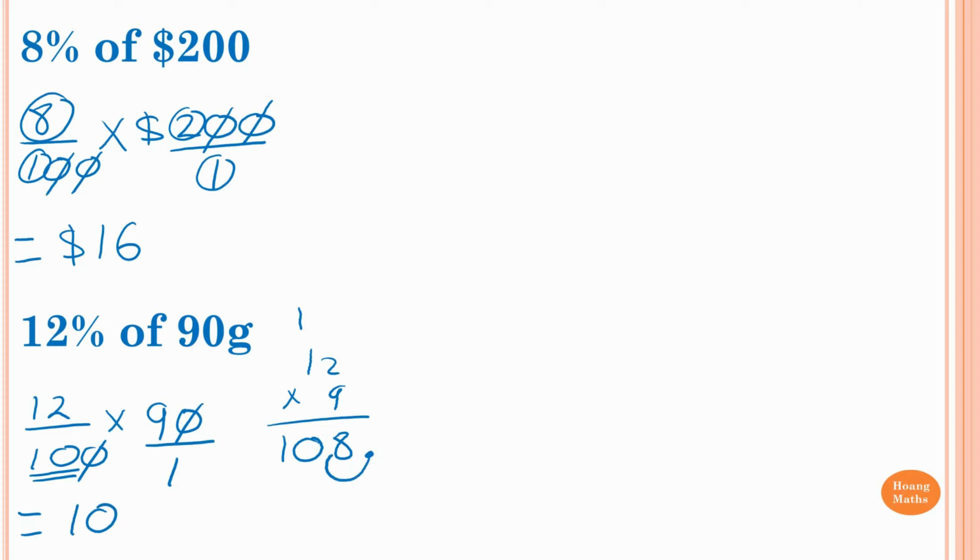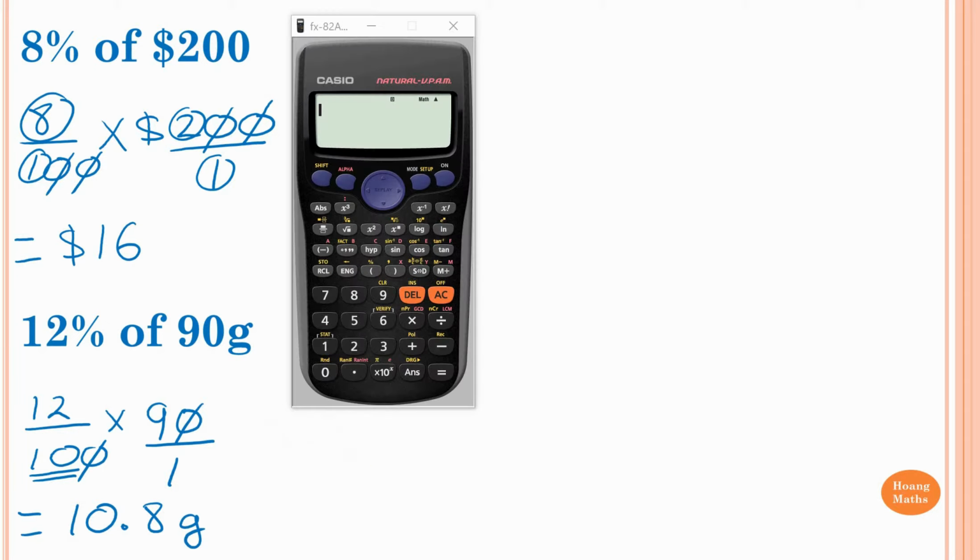Which is 10.8. But don't forget the unit, okay? The unit is grams. Let's check by using the calculator to work it out. 8% of $200. So you go 8 over 100, and then just times by 200, which is 16. So $16. That's correct. Now the second one, 12% means 12 over 100, and if I times by 90, it is equal to 54 over 5, so press S-D, 10.8, so 10.8 grams.